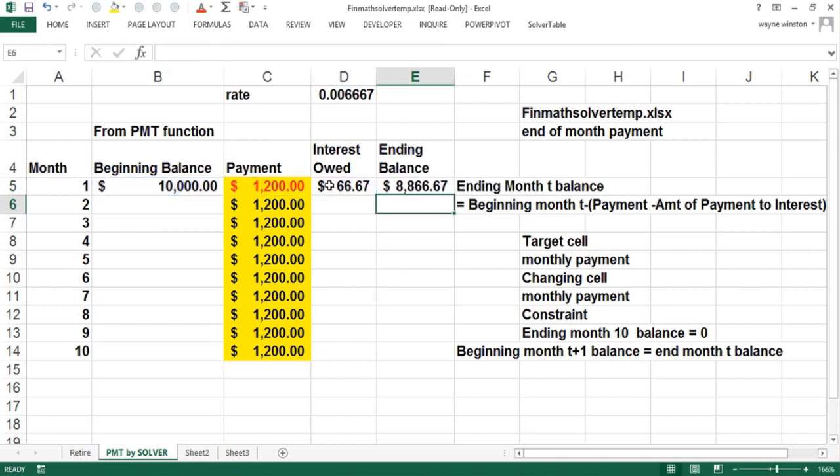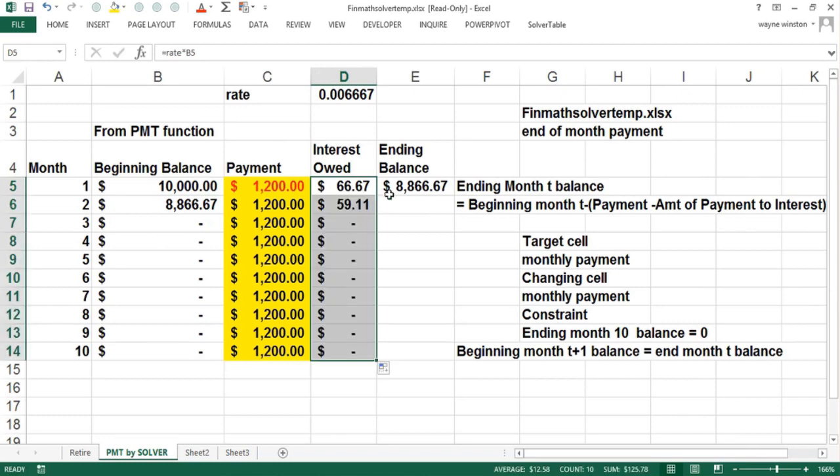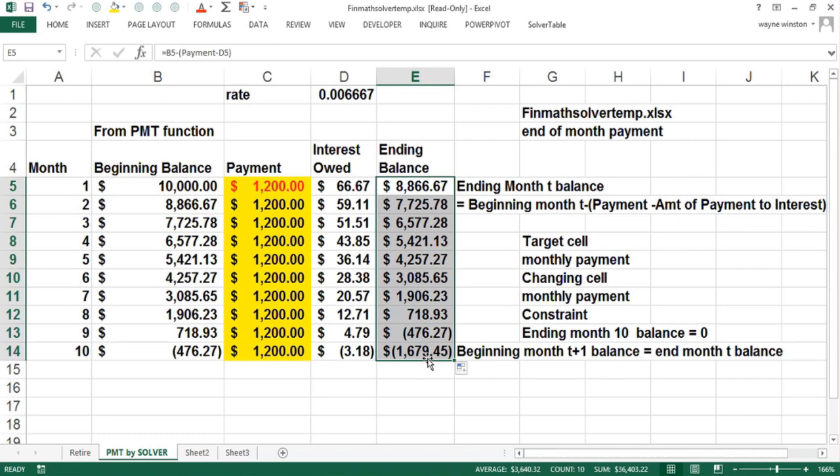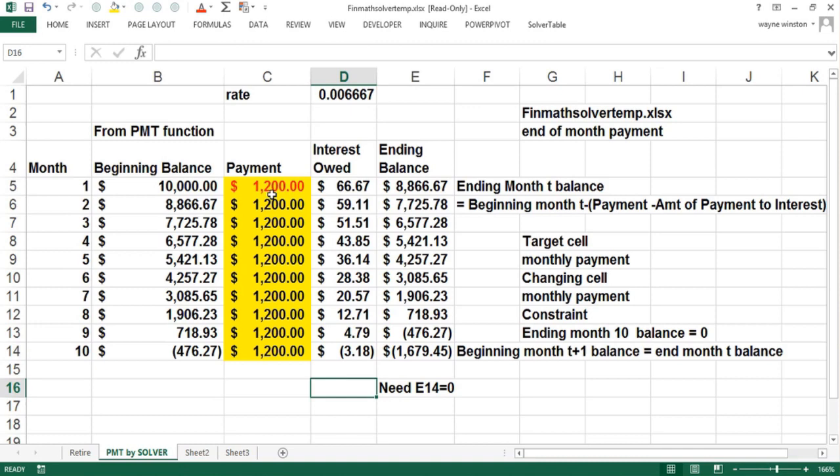Okay. So we now owe $86.67. Now what's the beginning month 2 balance? It's the ending month 1 balance. Drag that down. Drag the interest down, drag the ending balance down. Now you see we paid too much because we ended up with an ending balance of minus 1679. We need E14 equals 0. And it's a linear model because we're just multiplying changing cells by constants added together.